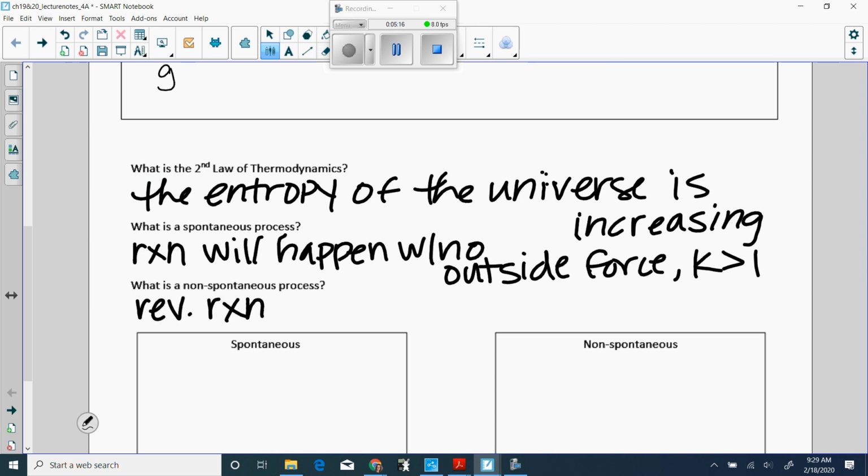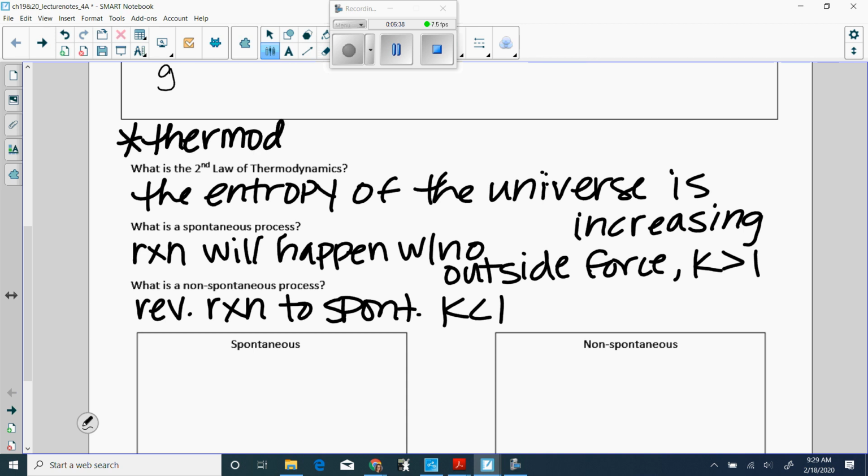Non-spontaneous is the reverse reaction. That means my K is less than 1. It lies left. I mix it together and nothing happened. Okay? The only time in your whole entire life that you're going to see this phrase, thermodynamically favored, is on the AP Chem exam.